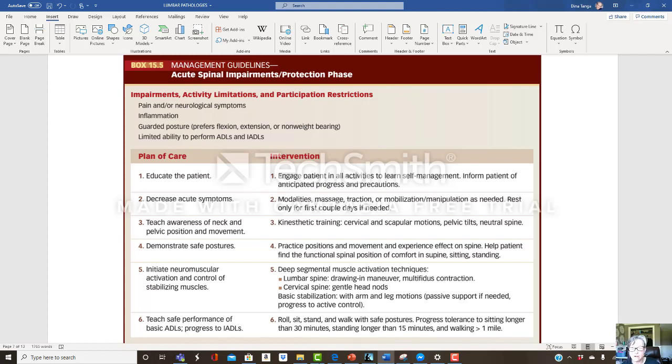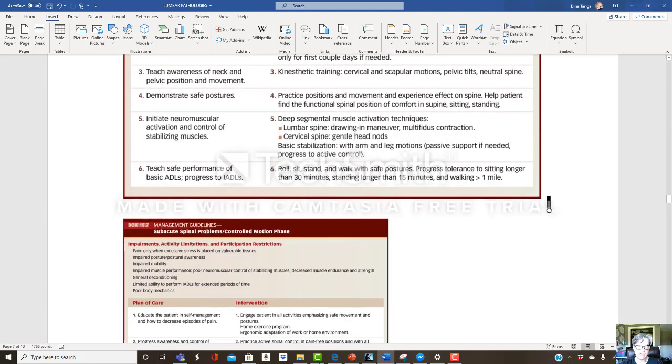Roll, sit, stand, and walk with safe postures. Progress tolerance to sitting longer than 30 minutes, standing longer than 15 minutes, and walking around a mile. Okay, that's box 15.5.